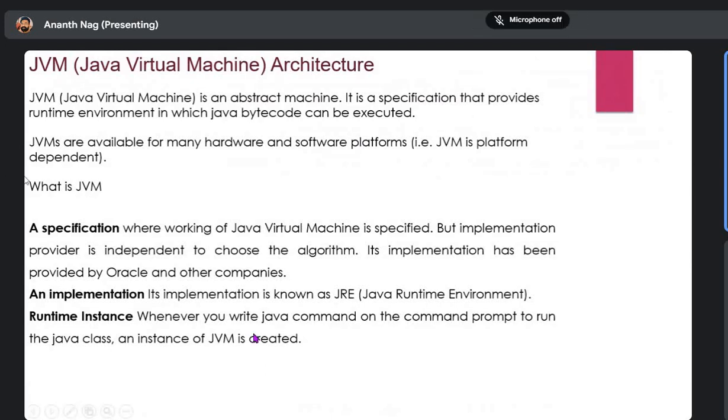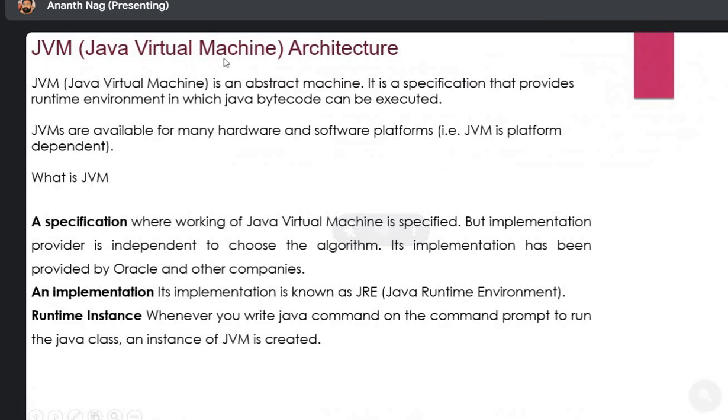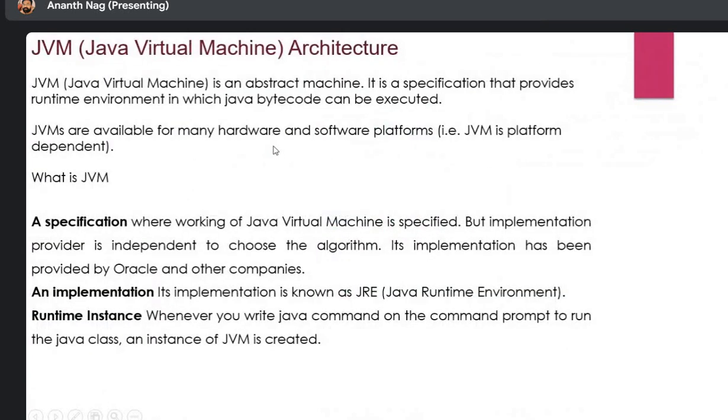So here, this is the next topic, sir. They have given elaborately what is Java Virtual Machine. In that, even the architecture is explained here. The first one is, Java Virtual Machine is an abstract machine, as we know. It is a specification that provides the runtime environment in which Java bytecode can be executed. JVMs are available for many hardware and software platforms. That is, JVM is platform dependent.